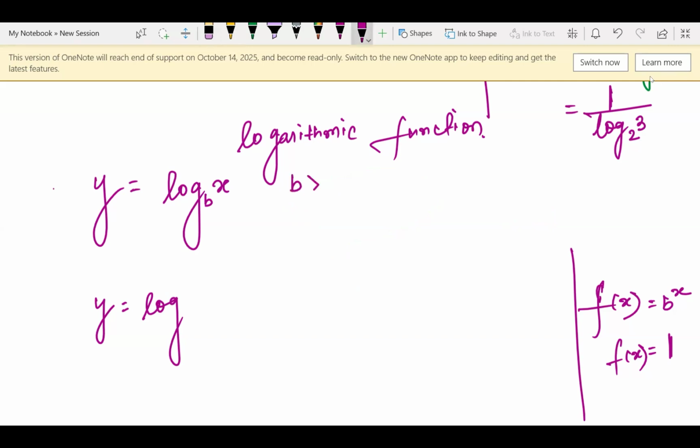We can write log base 10 as just log, right? In general, in most of the books, base 10 can be written as log, but before that it will be clearly mentioned that here base 10 will always be taken as just log.